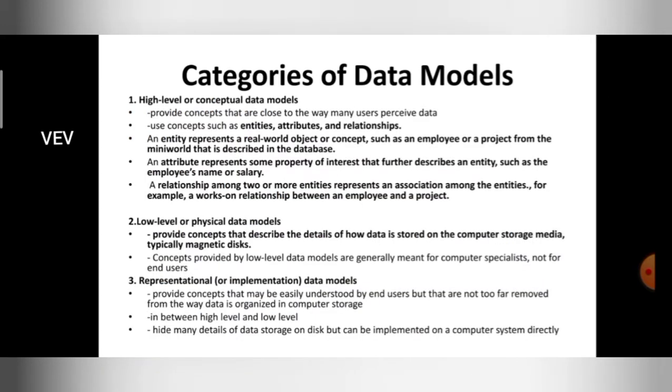Next, categories of data model. So here there are mainly three categories of data models, right? First one is the high level or conceptual data model. Second one is the low level or physical data model. Third one is the representation or implementation data model.